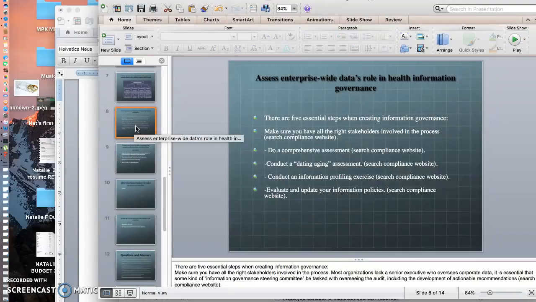Assess enterprise-wide data roles in health information governance. There are 5 essential steps when creating information governance. Make sure that you have all the right stakeholders involved in the process. Do a comprehensive assessment. Conduct an aging assessment. Conduct an information profiling exercise. Evaluate and update your information policies.